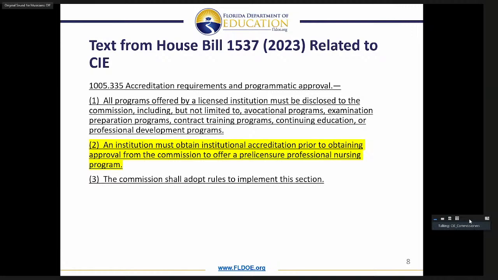Subsection 2 of the newly created Section 1005.335, Florida Statutes, requires institutions to obtain institutional accreditation prior to obtaining the Commission's approval to offer a pre-licensure professional nursing program. This statutory text is included here only for any questions, comments, or public input on the need for the definitions to be included in Rule 6E-1.003, Florida Administrative Code, as they relate to subsection 2.